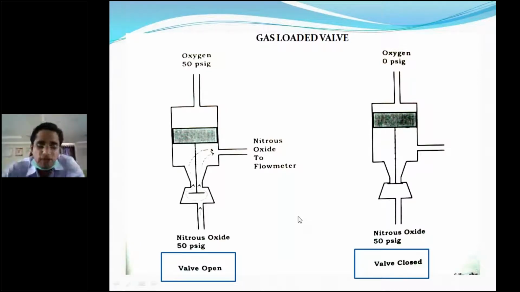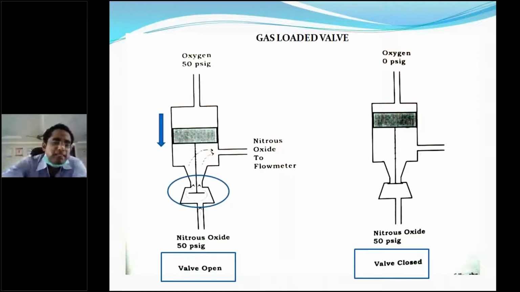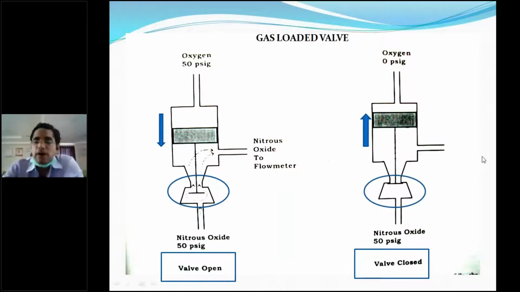So how does this oxygen failure mechanism work? Look at the image. Oxygen at 50 psig will push this valve downwards, and this releases the nitrous oxide to this chamber. As a result, both the oxygen and nitrous oxide will go to the flow meter. And in the other image, the nitrous oxide is there, so it is pushing this check valve upwards, and the oxygen is not there. So this will prevent the nitrous oxide gas from going to the patient's outlet.